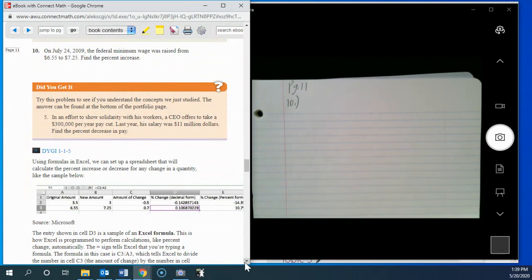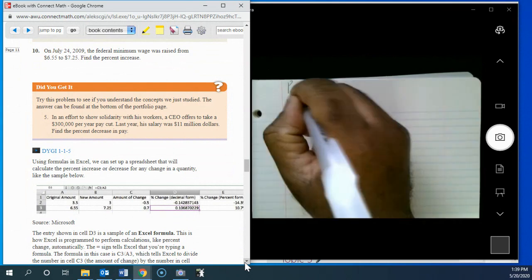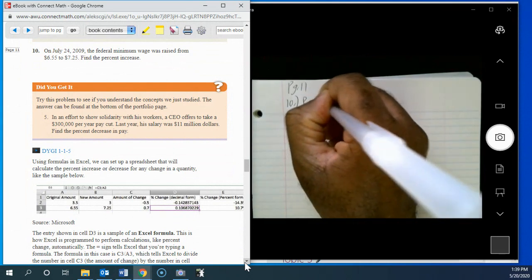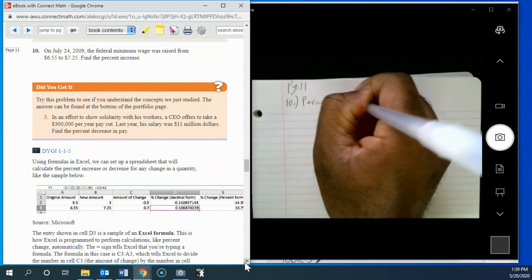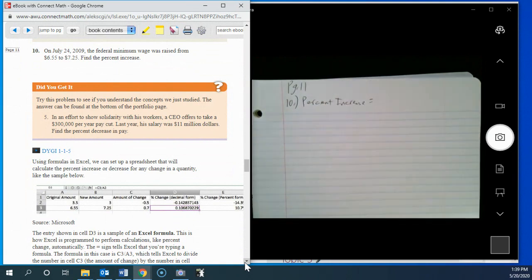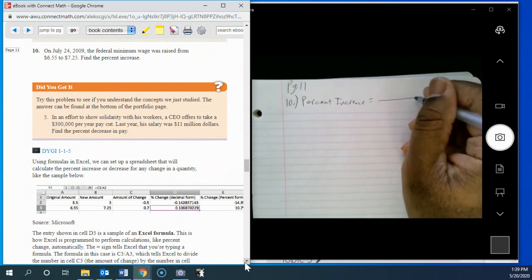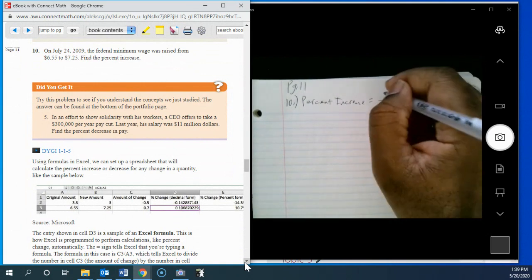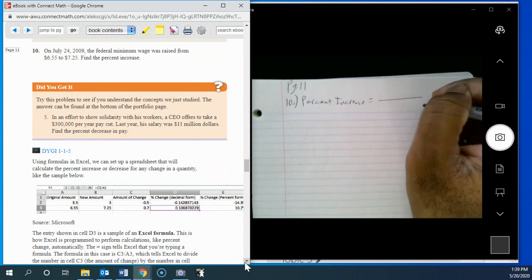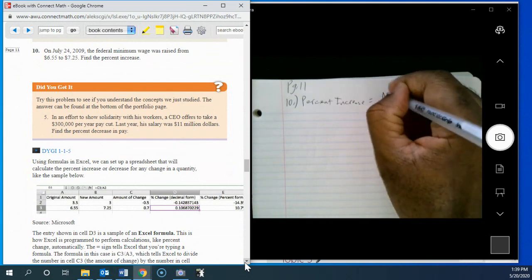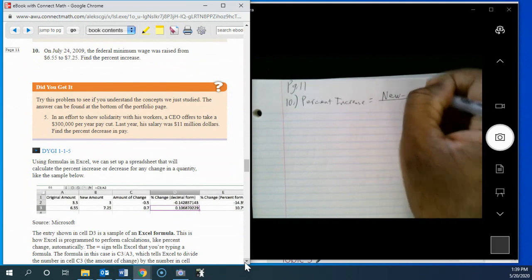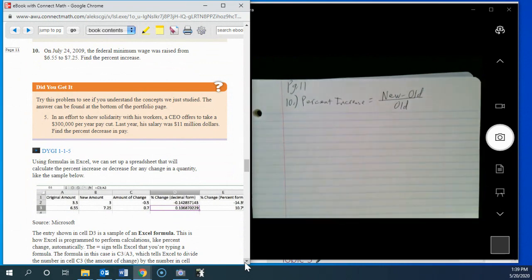Find the percent increase. So now, this is how we would do this. Remember, percent increase is equal to, now I'm going to change it slightly. It's the new value minus the original value divided by the original value. We could change it to new minus old divided by old. So the original value is always the old value, and the new value is always the new value.